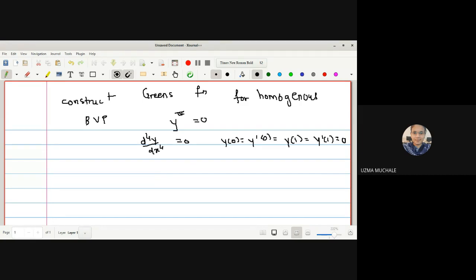So this is the example. Firstly, we have to check whether the Green's function exists. How are you going to check whether the Green's function exists or not? First we have to find the solution y, and if we get the trivial solution, then we can say that the Green's function exists.